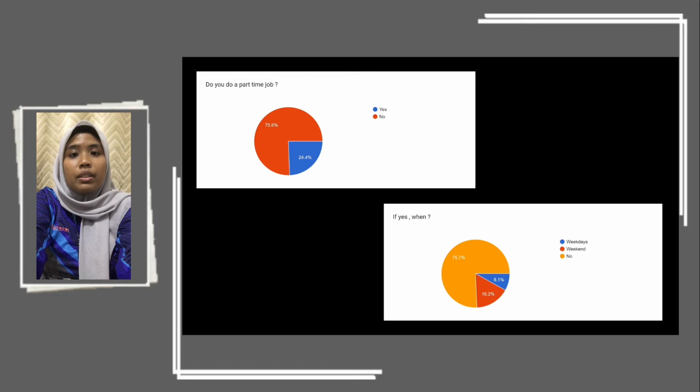According to this pie chart, which shows the percentage of part-time jobs, there are 75.6% of students who are not doing a part-time job, while the other 24% of students are doing a part-time job. Based on the pie graph, we have 60.2% of students who are doing the part-time job during the weekend. Then 8.1% of students are doing a part-time job during the weekday.